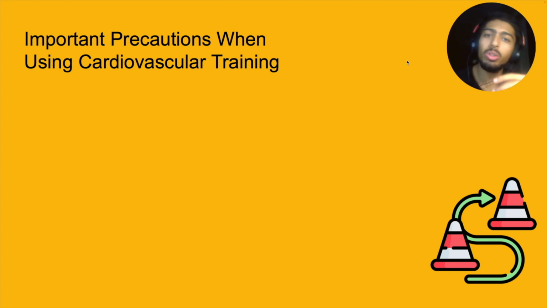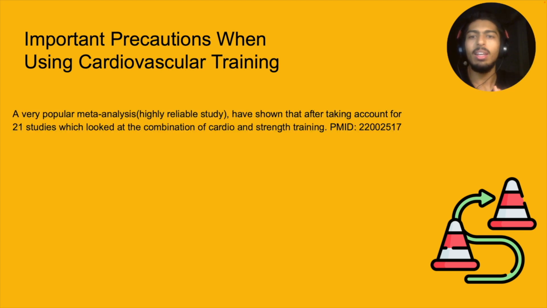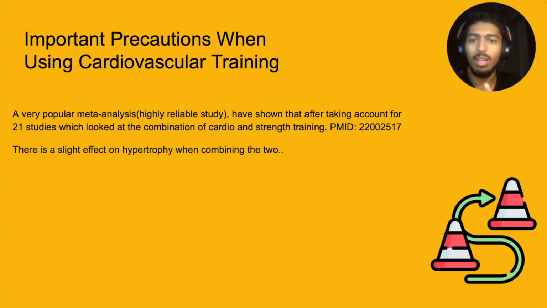Now, here are the important precautions when using cardiovascular training. A very popular meta-analysis, and when we mention that it's a meta-analysis study, know that it's a very, very reliable study. This study has shown that after taking into account 21 studies which looked at the combination of cardio and strength training, there is a slight effect on hypertrophy when combining the two, as we mentioned earlier.